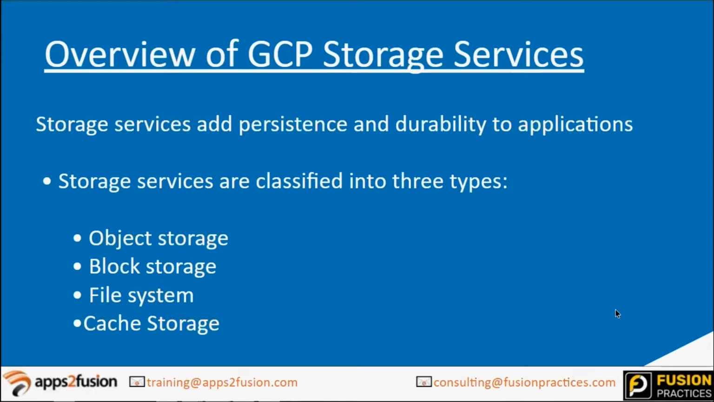Block storage is where you install your VM or your database. Usually the block storage in GCP is the persistent disk that you attach to GCE. File system is how you organize data into different files and folders. And cache is an in-memory data store designed to provide applications with sub-millisecond access to data.